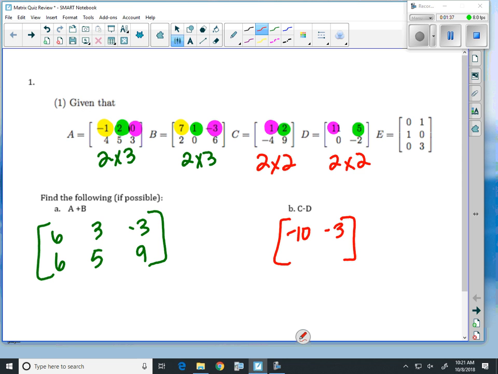Same thing on that bottom row. -4 minus 0, and 9 minus a -2. That's like 9 plus 2, which is 11.